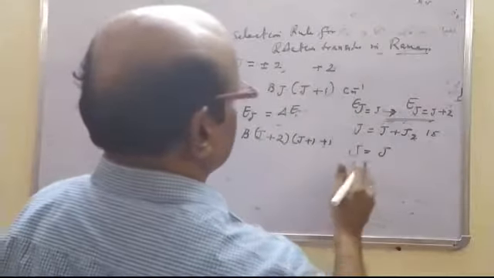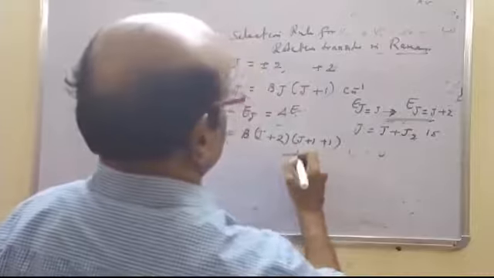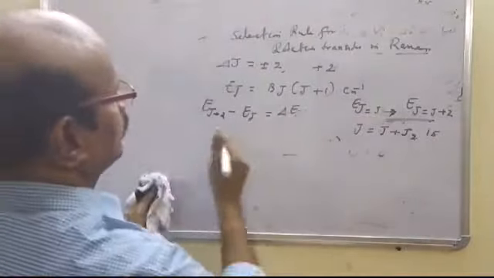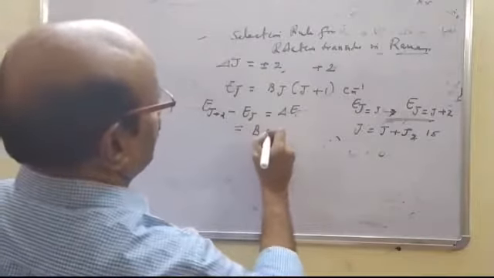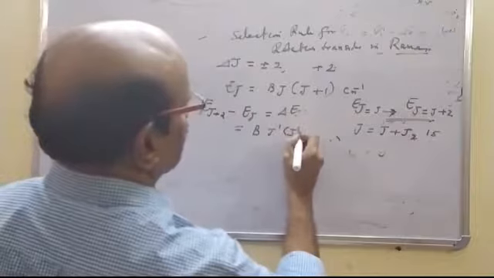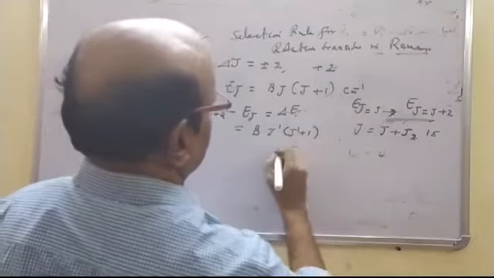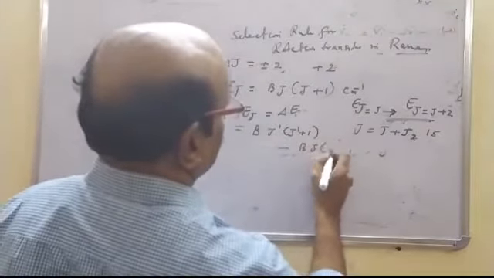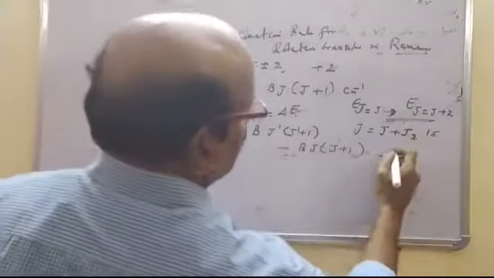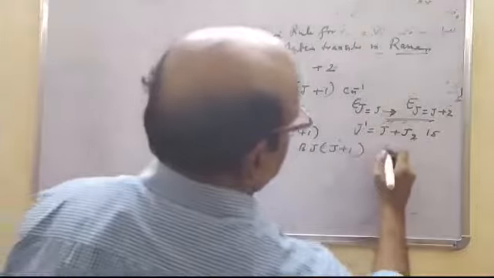നമുക്ക് ഇങ്ങനെ വരുന്നത് രണ്ട് ഇക്വേഷൻ വരും. മൈനസ്, ഓക്കെ, ഡെൽറ്റ ജി ഞാനൊന്നും എഴുതാം, ഈക്വൽ ടു BJ dash into J dash plus 1 minus BJ into J plus 1 എന്ന് എടുക്കണം. ഇവിടെ J dash എന്ന് പറയുന്നത് നിങ്ങൾ J plus 2 ആക്കുക. J dash is J plus 2, J is equal to J.